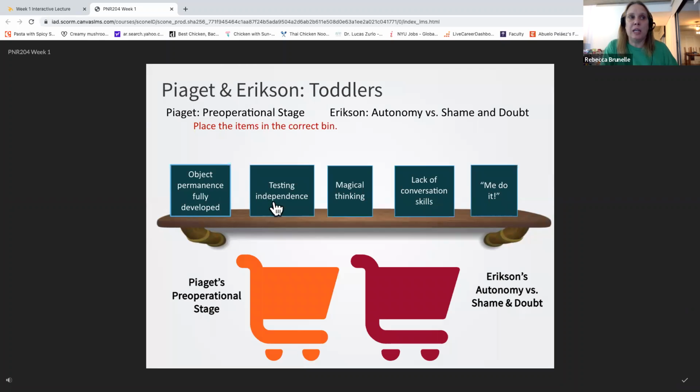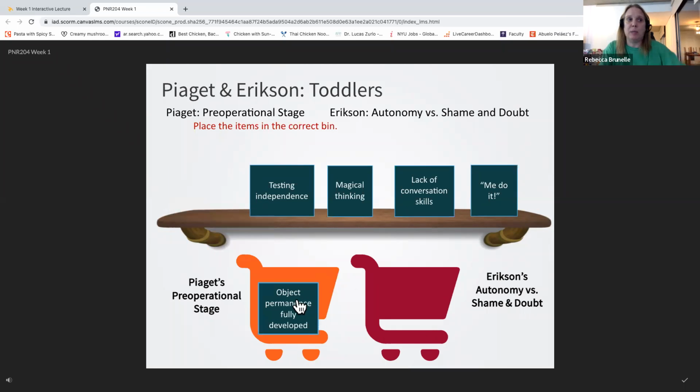So you're going to take these boxes across the top and then put them in either Piaget or Erickson. So toddlers are in the pre-operational stage, and for Erickson, they're in autonomy versus shame and doubt. So object permanence fully developed, is that Piaget or is that Erickson? Erickson. It's actually Piaget. So what does object permanence mean? So that is, if you take something away, they remember it. They have an idea when they can't see something that it still exists. Like if you take their teddy bear away, they know that they have a teddy bear. So you would expect a toddler to still look for their teddy bear after you took it away.